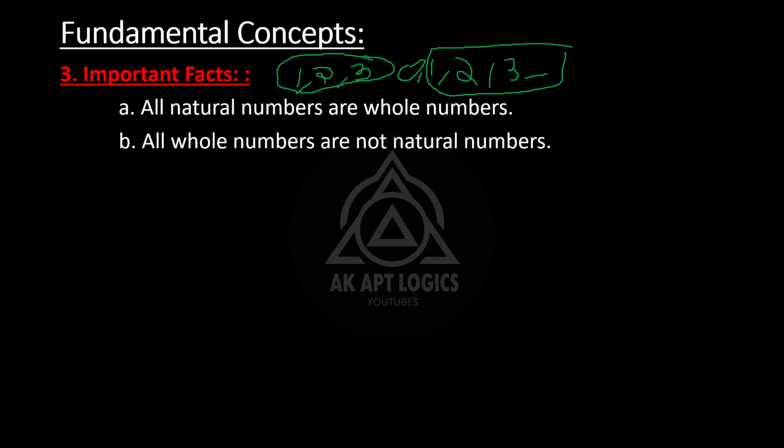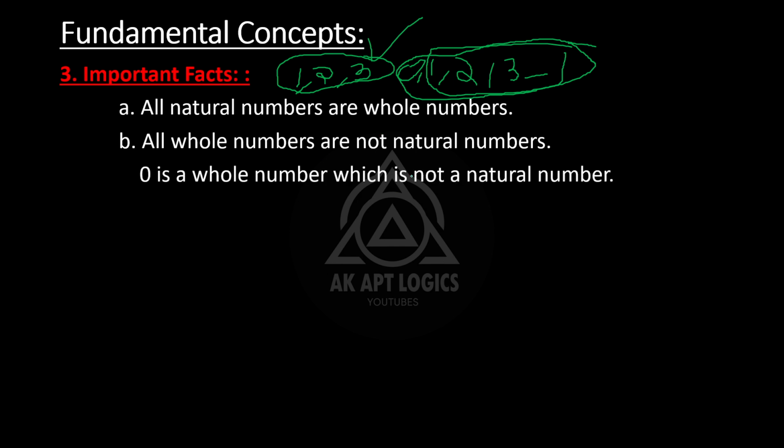Next, all whole numbers are not natural numbers. This is because 0, 1, 2, 3 are whole numbers, and 0 is not present in natural numbers, because natural numbers start from 1 and extend up to infinity. But natural numbers don't contain 0, right? So we can't say that all whole numbers are natural numbers. So all whole numbers are not natural numbers. Next, zero is a whole number which is not a natural number. That is the point I have discussed here.